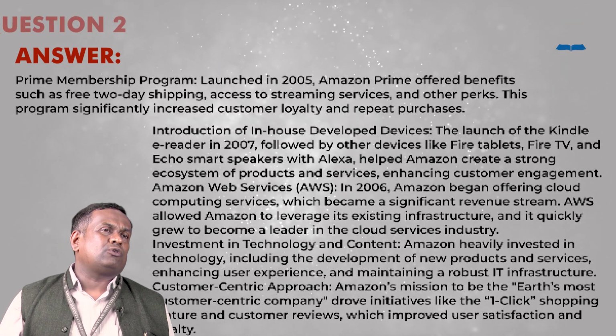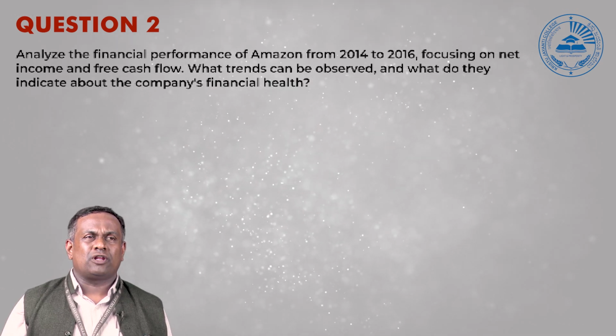Okay, coming to the second question. The second question is to analyze the financial performance. It is hitting the bullseye. That is, Amazon's financial performance from 2014 to 2016. How are we going to analyze it?